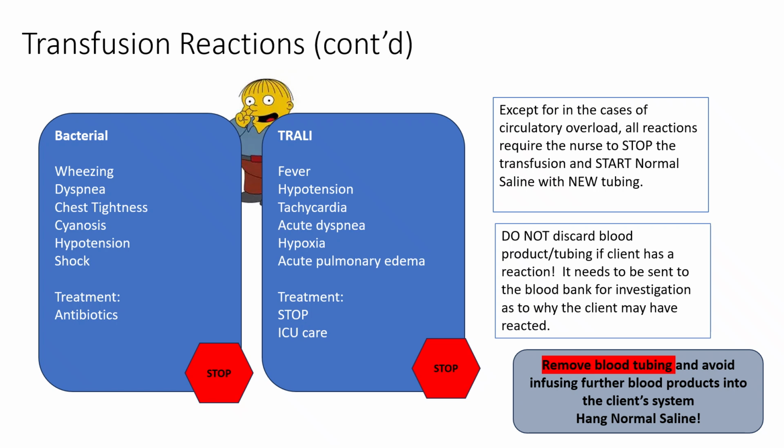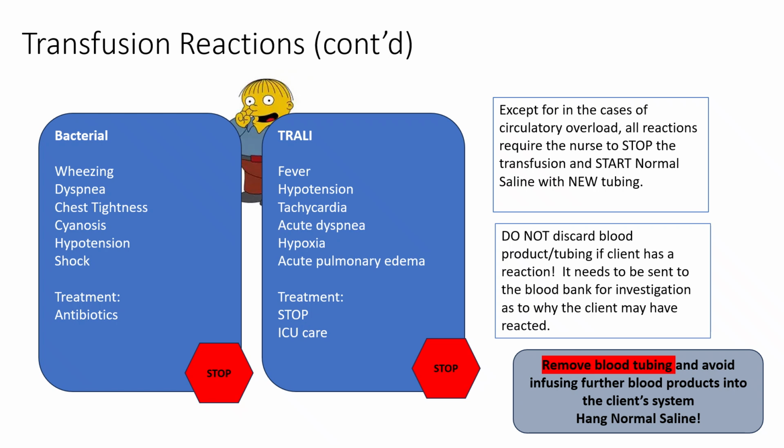Other types of transfusion reactions can include a bacterial reaction, and that's going to occur when the blood is contaminated, and that's going to be very, very rare. And again, that would be more of a delayed reaction. You also have TRALIs, which is transfusion-related lung injuries. These are going to be immediate, and you want to stop the blood. You do not want to cause further injury to the lung.